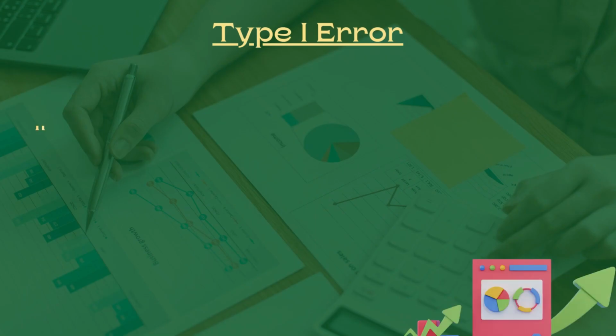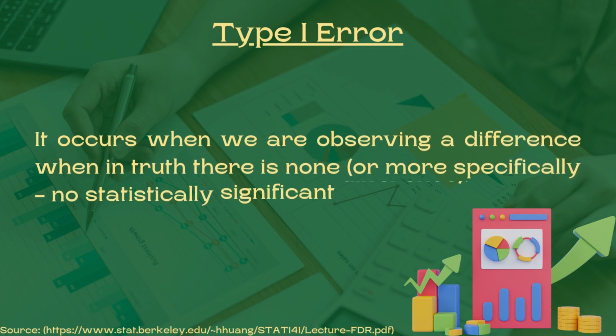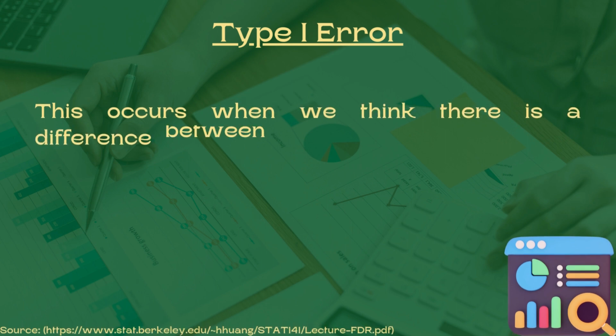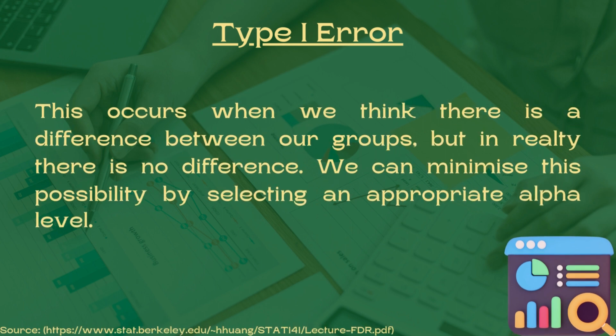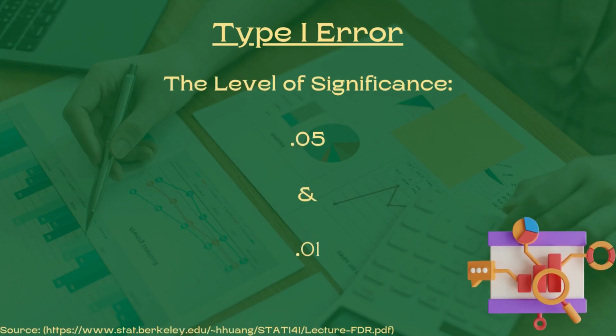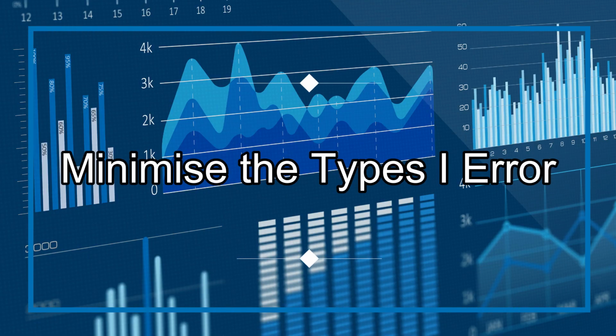Plainly speaking, it occurs when we observe a difference when in truth there is none. More specifically, no statistically significant difference. This occurs when we think that there is a difference between our groups, but in reality there is no difference. We can minimize this possibility by selecting an appropriate alpha level. In statistics, basically we go for the level of significance of 0.05 and 0.01, and by deciding the level of significance, we can minimize the type 1 error.